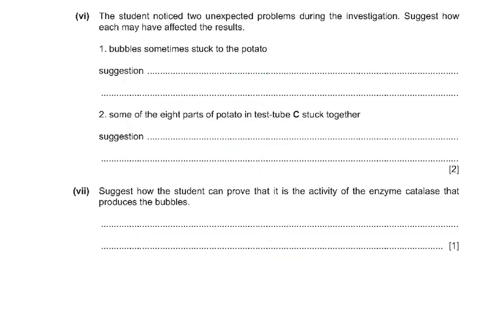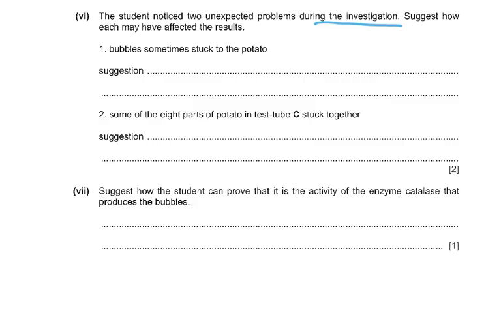Part 6 of the question, it says, the student noticed two unexpected problems during the investigation. Suggest how each may have affected the results. Number one, bubbles sometimes stuck to the potato. Suggestion: bubbles would not increase the height measured. Number two, some of the 8 parts of potatoes in test tube C stuck together. Now this would be what? This would slow the reaction, or the surface area of the catalase not increased as planned.